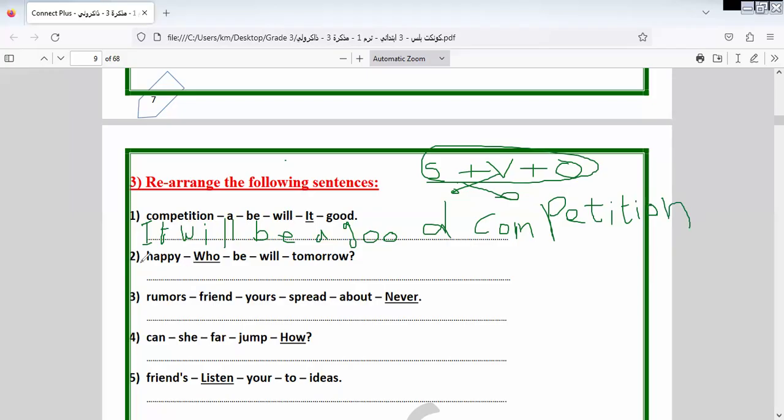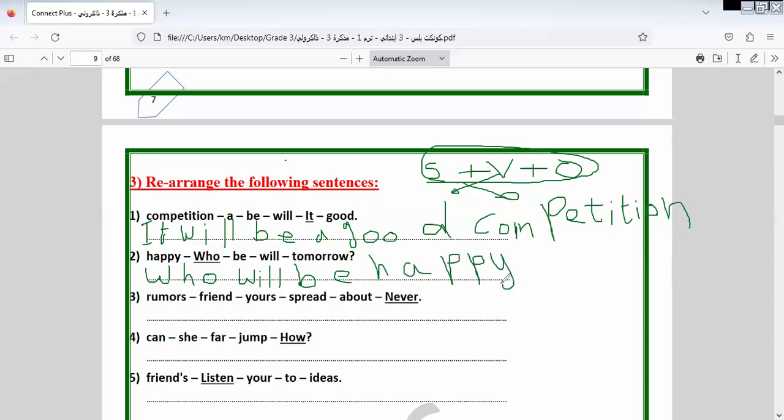So the next one: happy, who, be, will, tomorrow. So who will be happy tomorrow? The answer will be: who will be happy tomorrow? And I put the question mark at the end of the sentence.